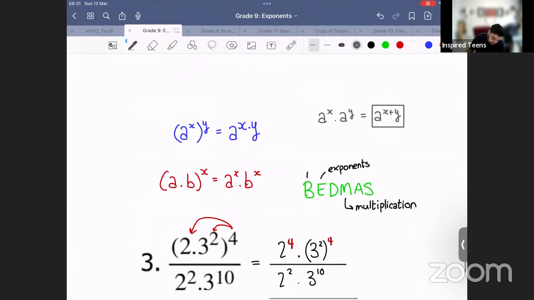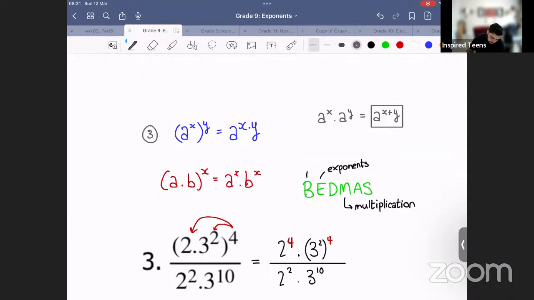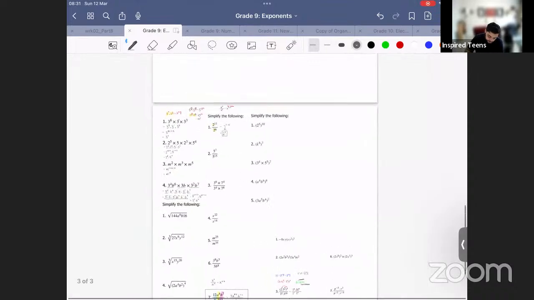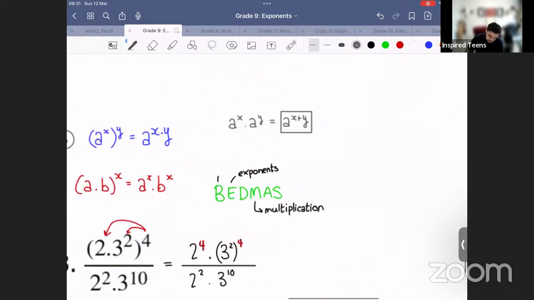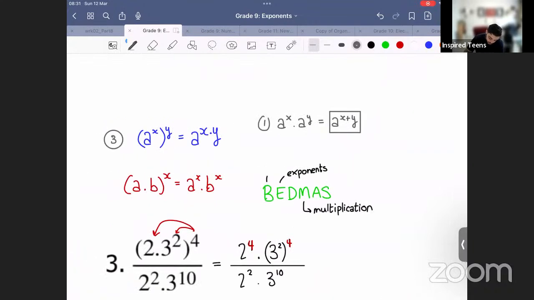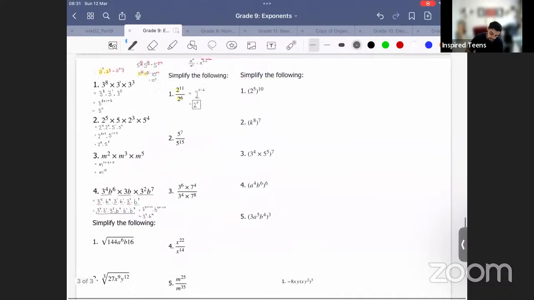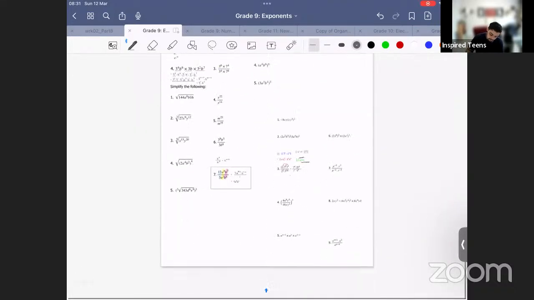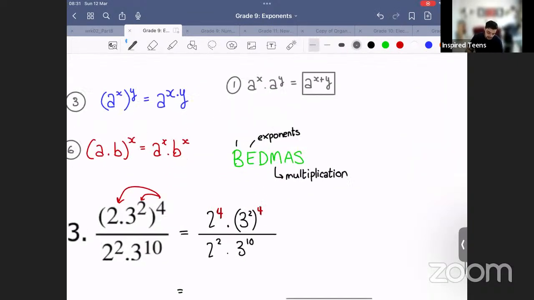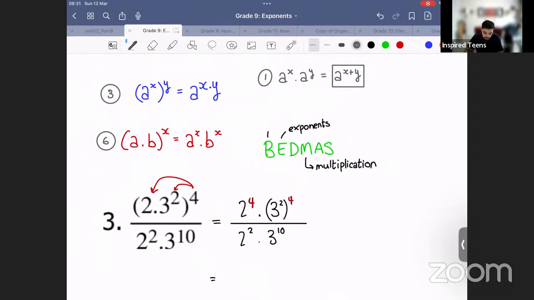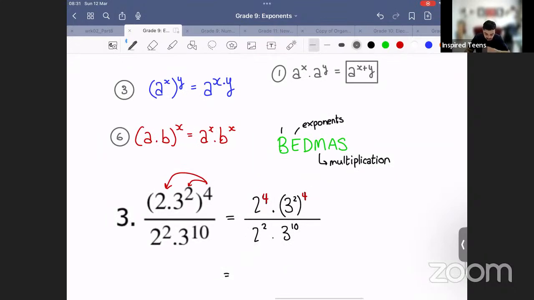Again, we're following this rule, which I think is rule number 3, if I'm not mistaken. Let's just go double check. Power to power, yes, it's rule number 3. This is rule number 1. And I think I labeled this one rule number 6 or something. So we're following rule number 3, because here we're following rule number 6 and rule number 3 at the same time.